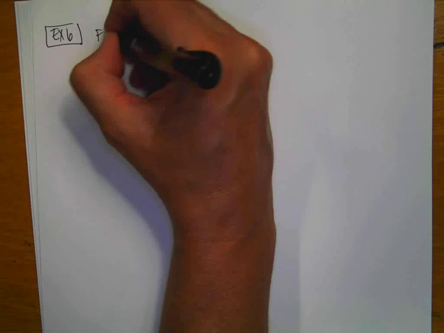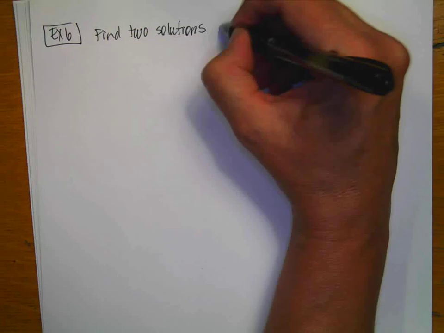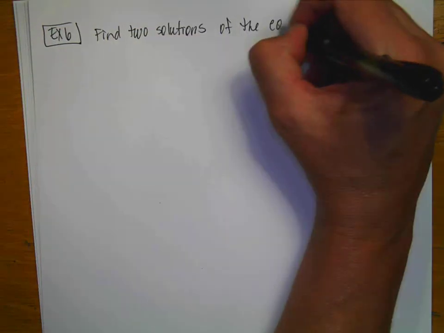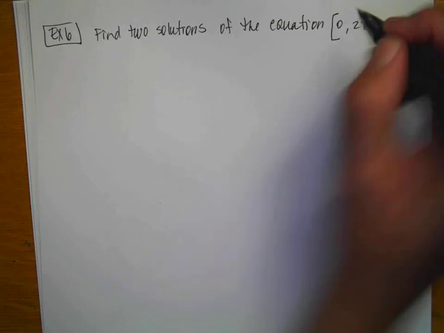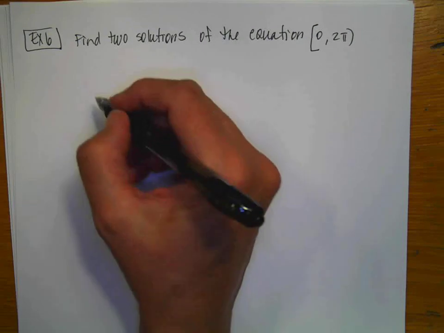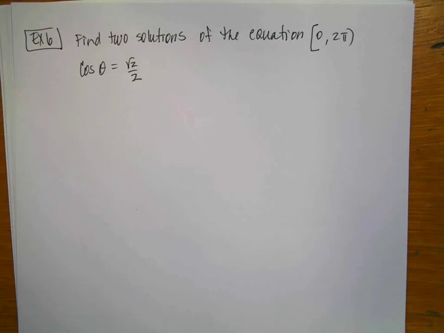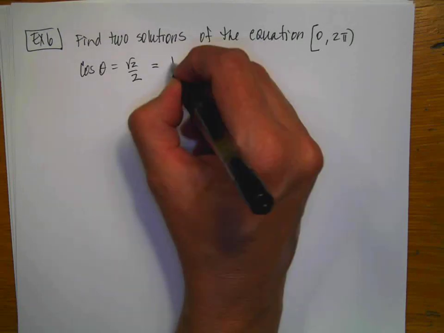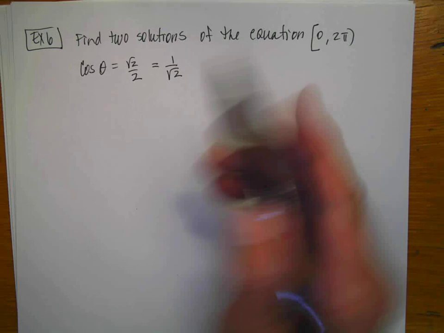Okay. Example number 6 says find two solutions of the equation, and we're going to go from 0 to 2 pi because that is one full positive rotation, and we're going to be given that the cosine of theta is radical 2 over 2. Okay? All right. So as I start this problem, the first thing that I would do is unrationalize. I hate it when things are rationalized. Okay, so I'm going to write that the cosine of theta is 1 over radical 2.